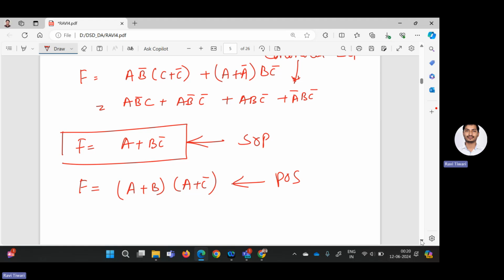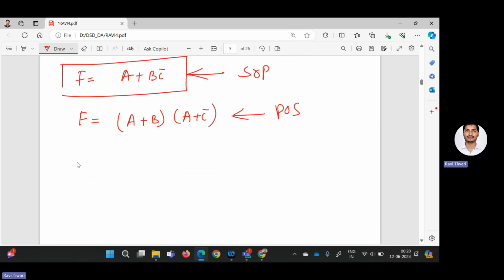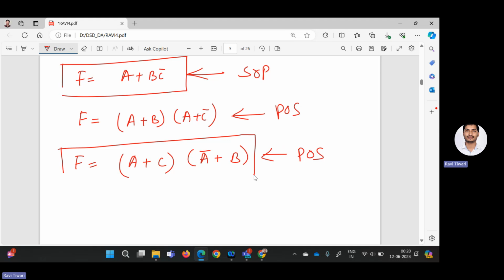Now, if the expression is given like this, F is equal to A plus C, A plus B, A bar, for example, and the expression is in the POS, right? This is the expression in the POS. And the question is to write down its SOP expression. So simply, open the brackets and do the logical multiplication and addition.